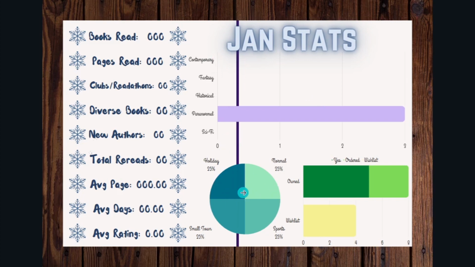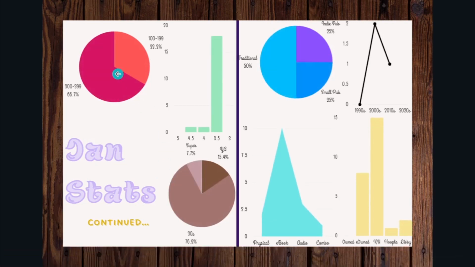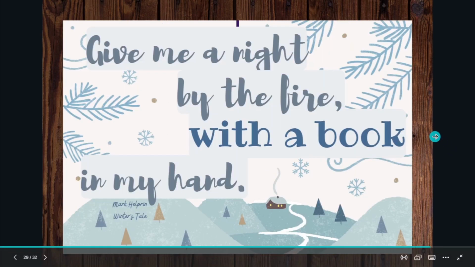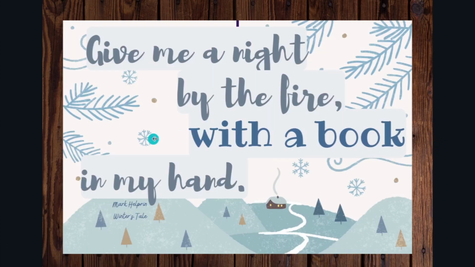So here's genre breakdown, here's contemporary breakdown, owned. So this is yes and ordered, and books I've added to my wish list. And then we've got more January stats, so page breakdown, ratings. This is character ages, type of publisher, decades published, how I read it, where it's located, and that's it. So that's all I really have.